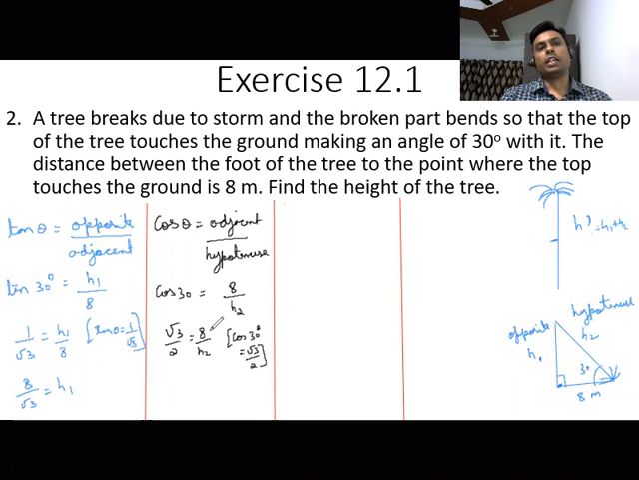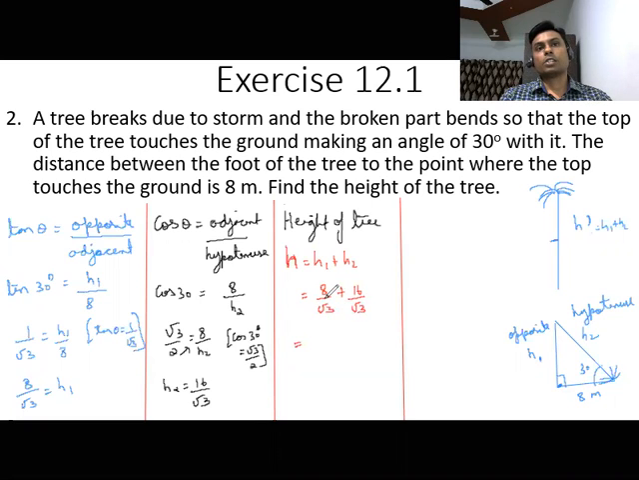Now cross multiply, 8 into 2, 16. So h2 will become 16 by root 3. This will go on top, root 3 will come down. h2 is 16 by root 3. So I got h1 and I got h2. What is the height of the tree? Height of tree is h, which is h1 plus h2. So height of tree is 8 by root 3 plus 16 by root 3.